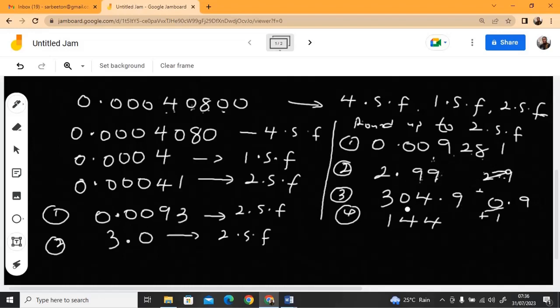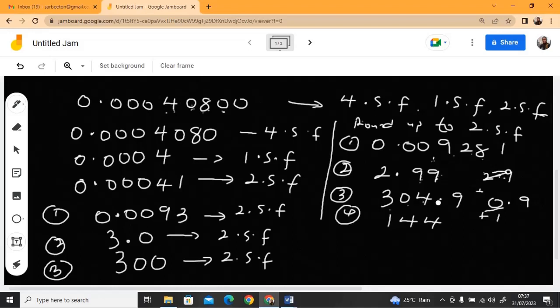Now for this one, to 2 significant figures, all this one you don't need. You start from here, 1, 2, you stop here. Is this one up to 5? It's not up to 5, so you make it 0. So 2 significant figures here, number 3, you are going to write 300. That is 2 significant figures.